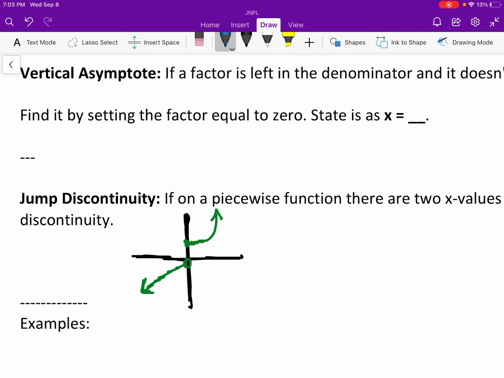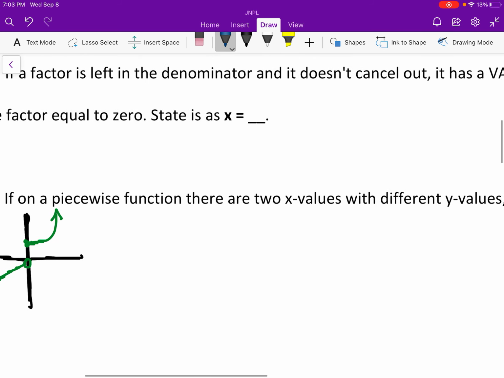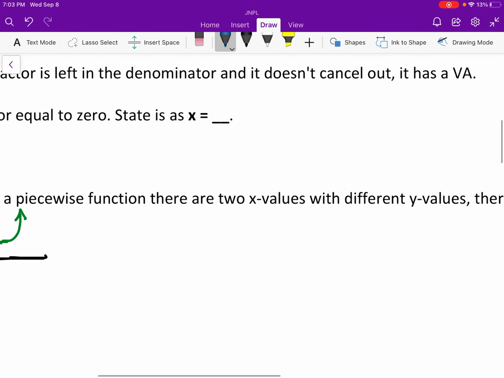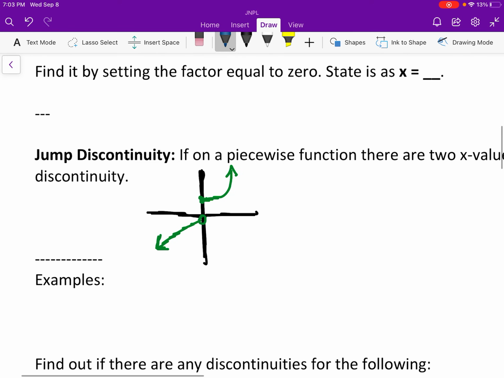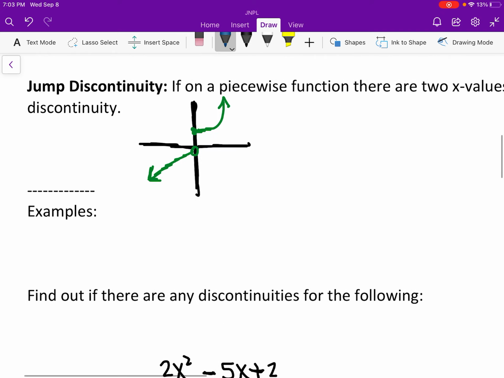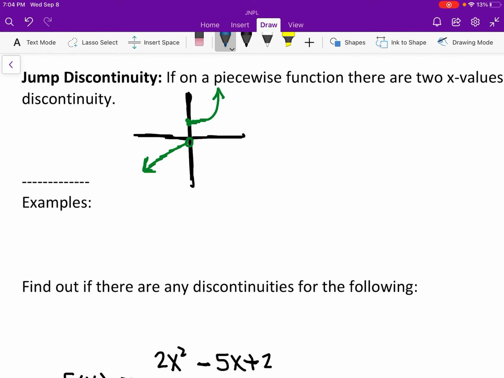Vertical asymptote. If there is a factor left in the denominator that doesn't cancel out, it has a vertical asymptote. You can find what the vertical asymptote is by setting the factor equal to 0 and state it as x equals whatever it is.